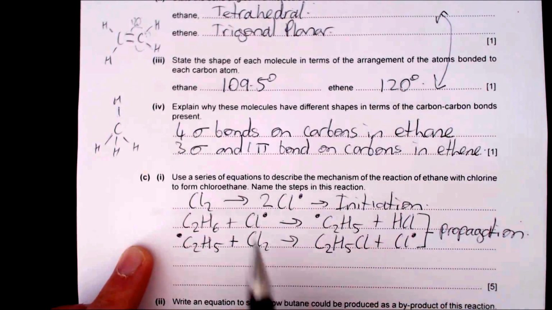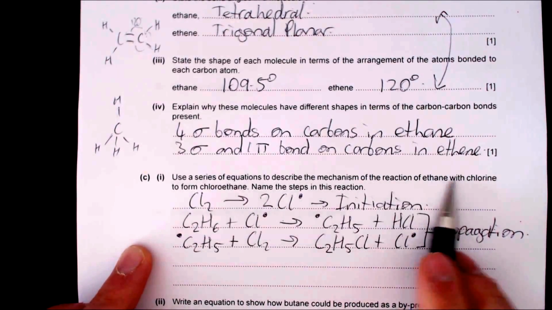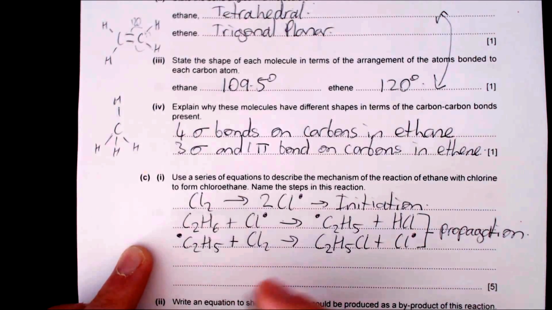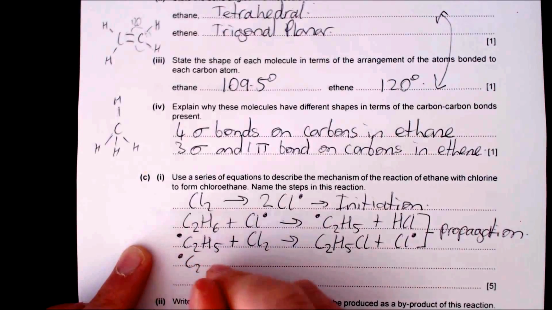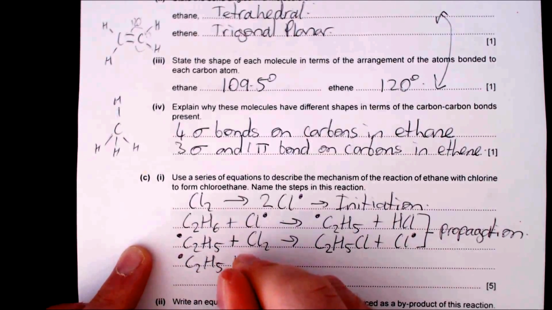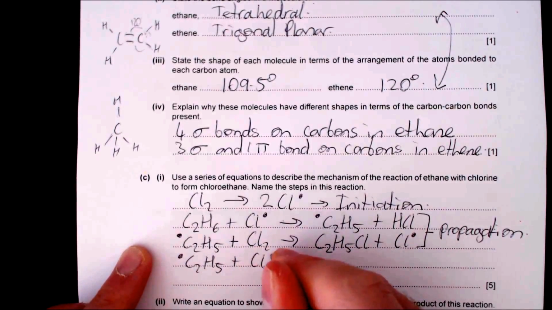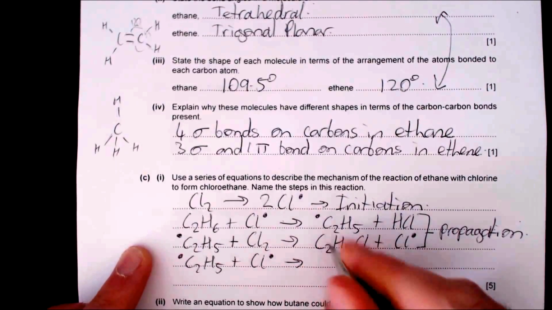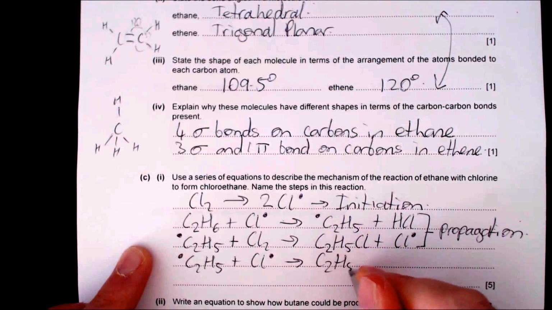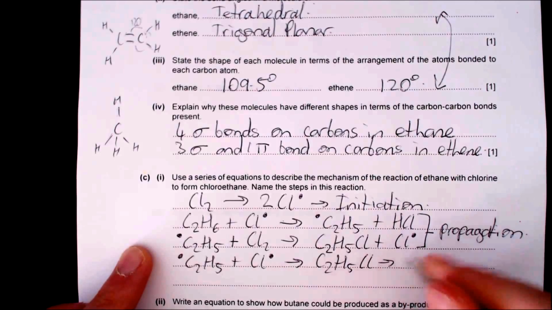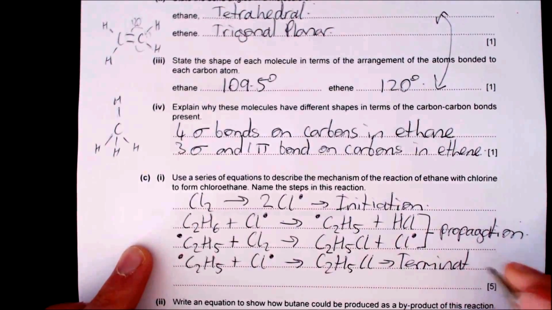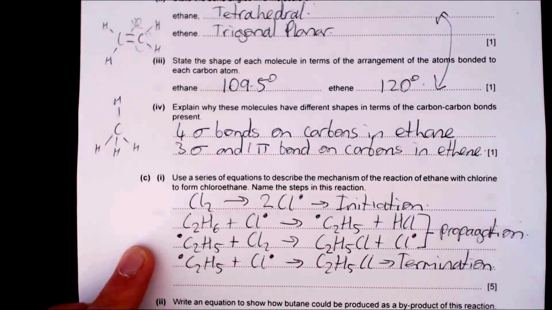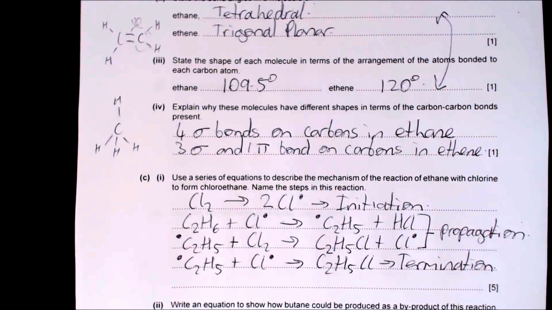So this one, it's saying we need to form chloroethane. So to form chloroethane, our termination step is going to be C2H5 plus Cl dot. And that's obviously going to form C2H5Cl. And this one is called termination. There you go. Termination, obviously terminal to end, or terminator, or anything like that.